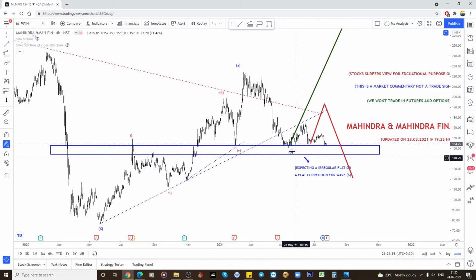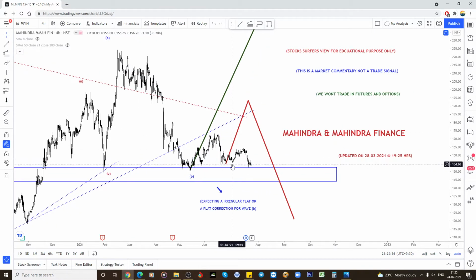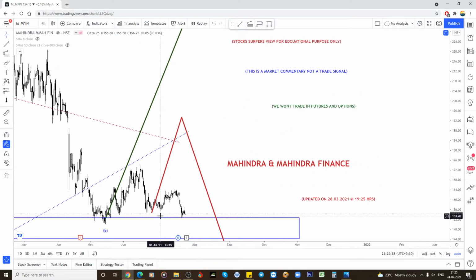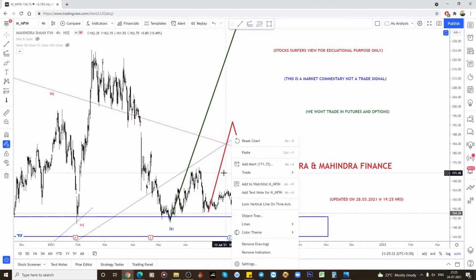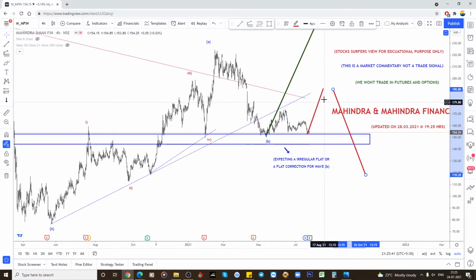See, I expected this could be a B. So 1, 2, 3, 4, 5 is also valid, and exactly we broke this low. So this is also valid for A, B, C correction. So from here it could bounce, making this as a stop loss. This is a very good stock to invest. At least we may get a sharp nearly 30 points from 174 to 185. In this zone we may get a rejection.